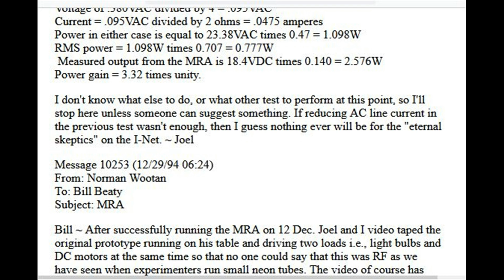If reducing AC line current in the previous test wasn't enough, then I guess nothing ever will be for the eternal skeptics on the INET.